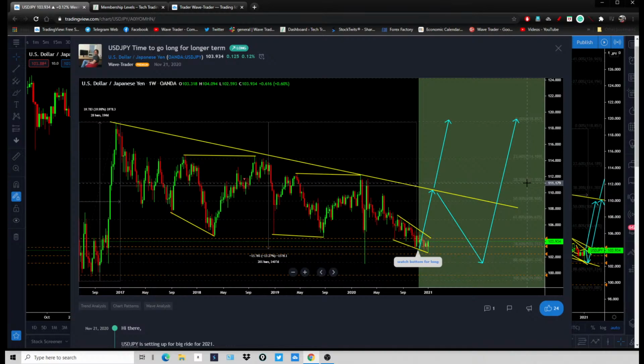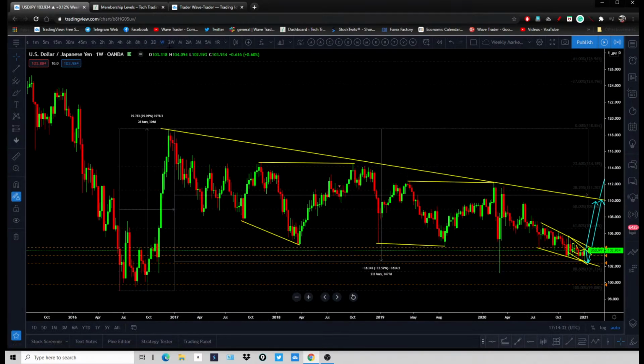And when it rises very aggressively from the floor, just stay in the trade and let the price run all the way back to 112. Just keep that in mind.